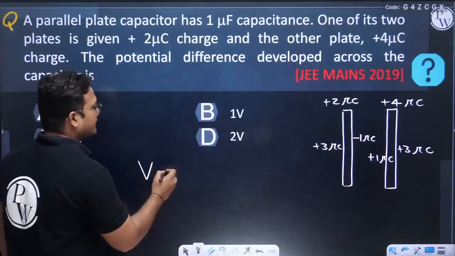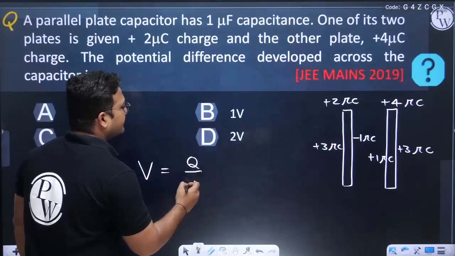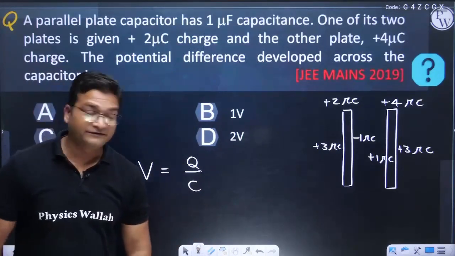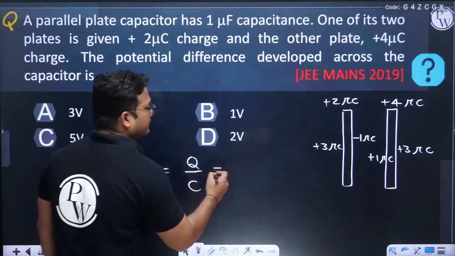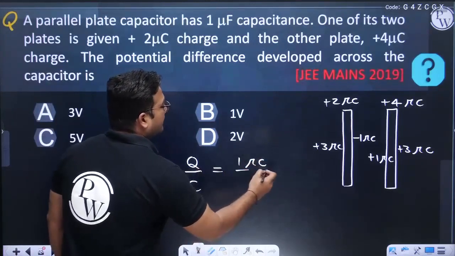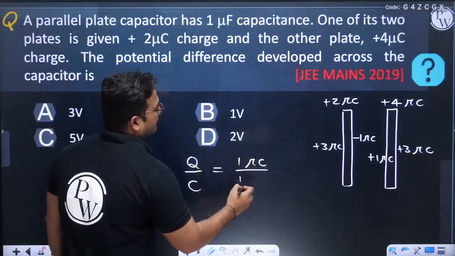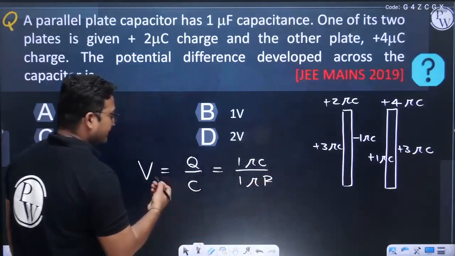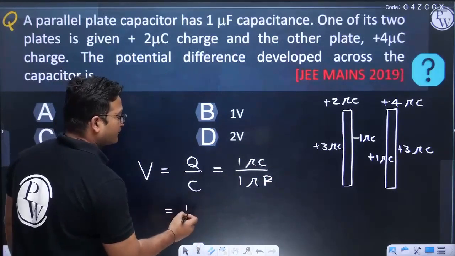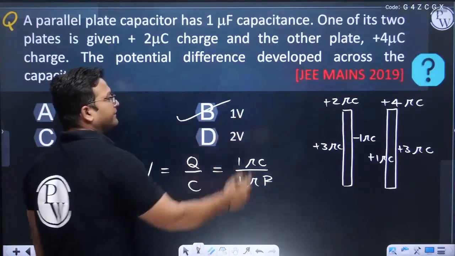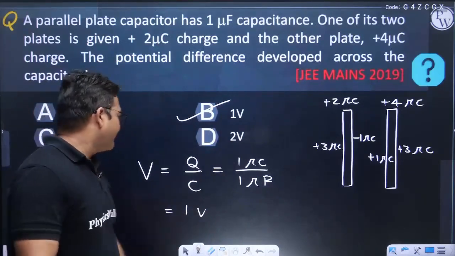potential difference is given by Q by C. I think you remember V is Q by C. The Q here is 1 microcoulomb. The capacitance is 1 microfarad. So obviously the voltage, the potential difference, becomes 1 volt. And the correct answer is B, right?